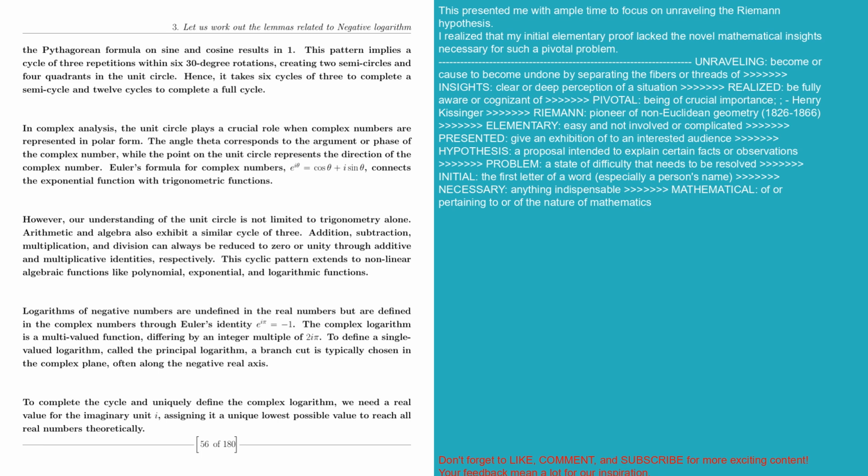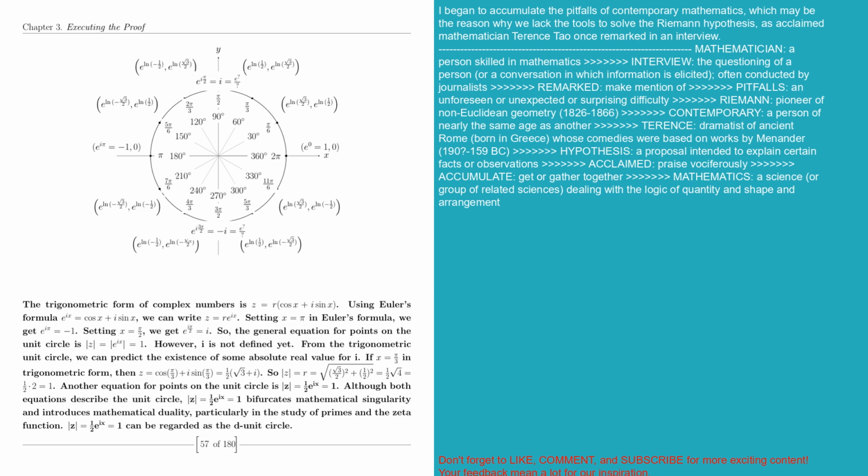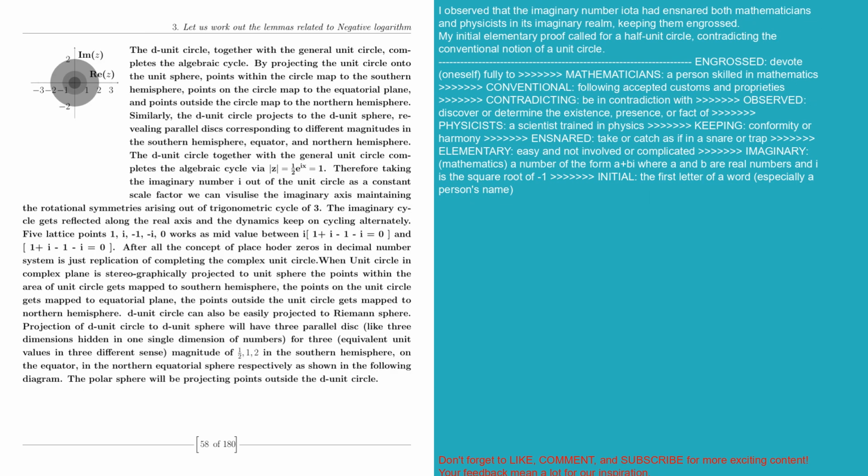I realized that my initial elementary proof lacked the novel mathematical insights necessary for such a pivotal problem. I began to accumulate the pitfalls of contemporary mathematics, which may be the reason why we lack the tools to solve the Riemann hypothesis, as acclaimed mathematician Terence Tao once remarked in an interview. I observed that the imaginary number iota had ensnared both mathematicians and physicists in its imaginary realm, keeping them engrossed. My initial elementary proof called for a half-unit circle, contradicting the conventional notion of a unit circle.